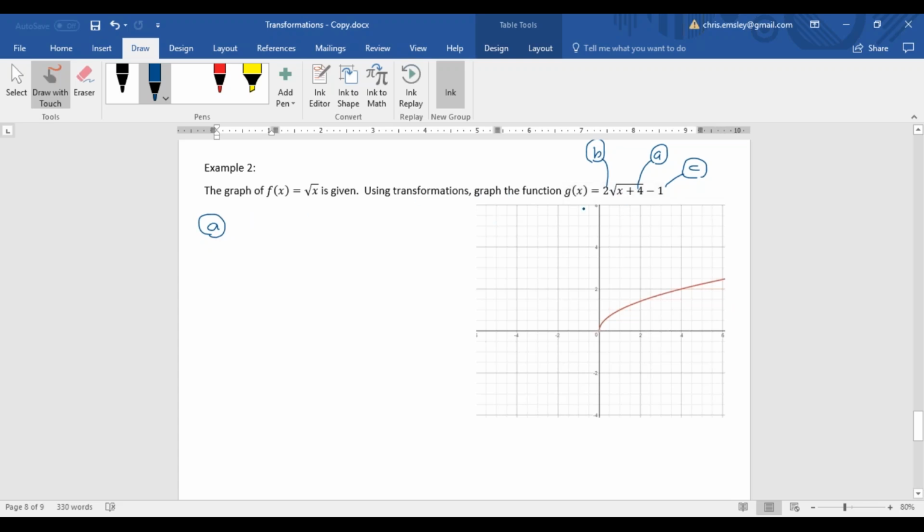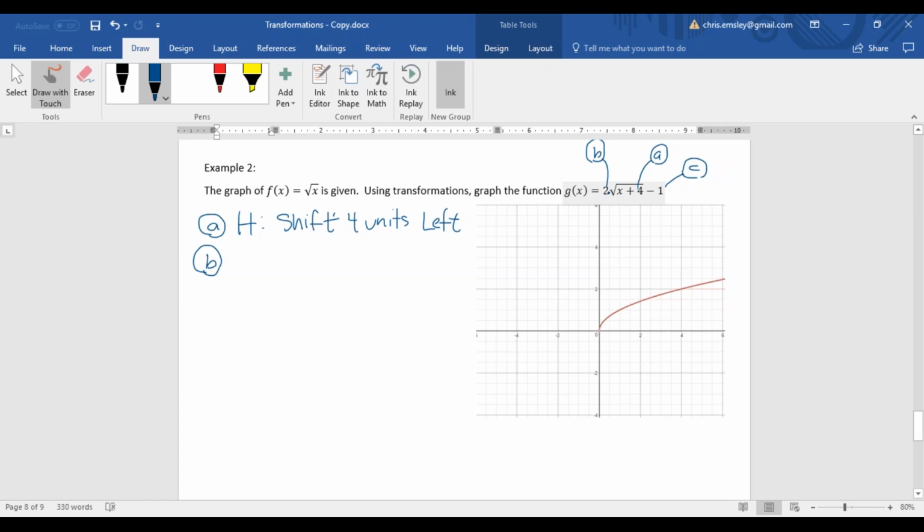That +4, it's inside the radical. That means it's inside our function, and anything inside the function is a horizontal change. A plus or minus is always a shift, plus or minus of a constant. So this is going to shift 4 units to the left. Remember, the horizontal transformations are a bit counterintuitive, so it doesn't go in the positive direction, it actually backs up.